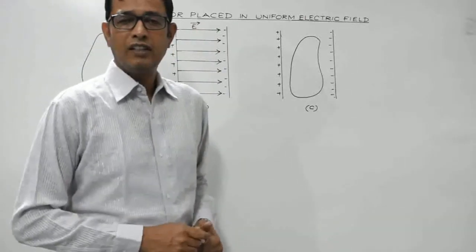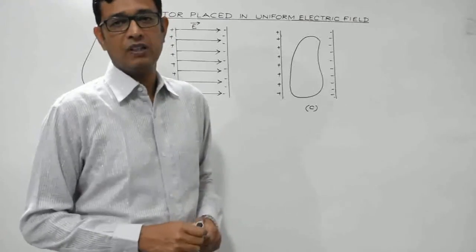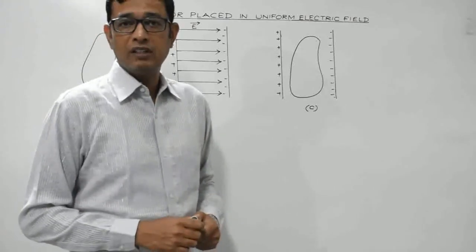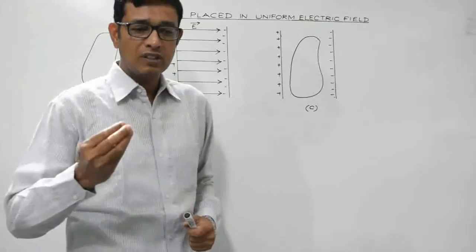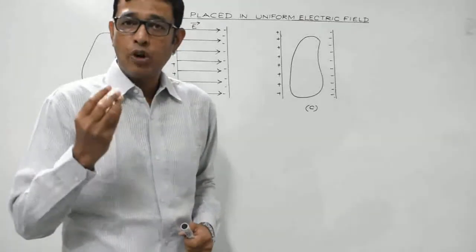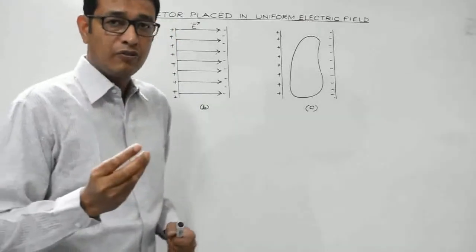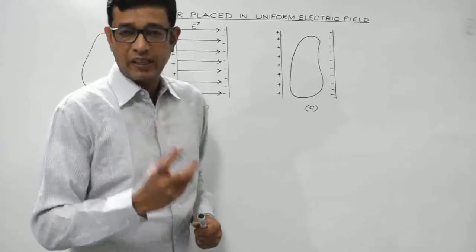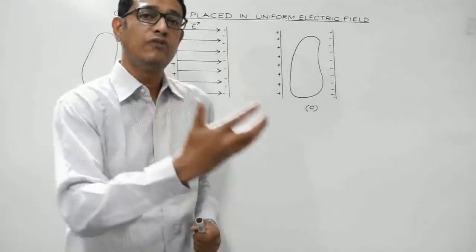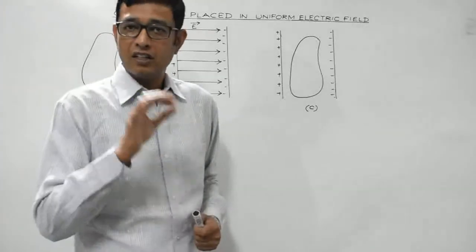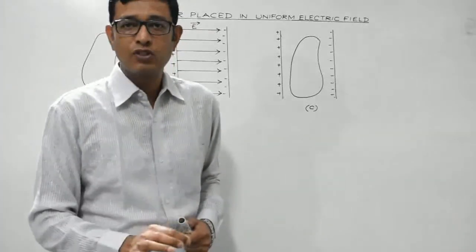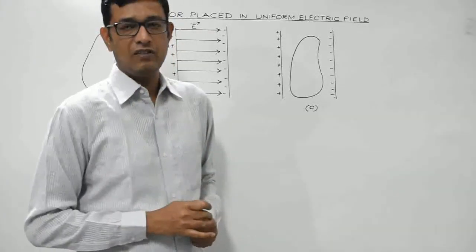So today let's begin with a fresh topic. The topic for today is we will try to discuss the points which are noticed when a conductor is placed under the influence of a uniform electric field. A conductor placed under the influence of a uniform electric field, right?